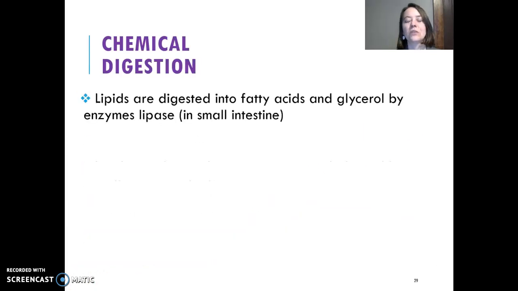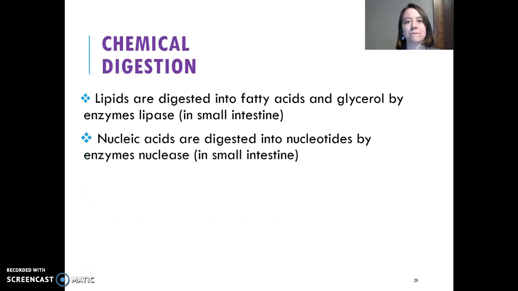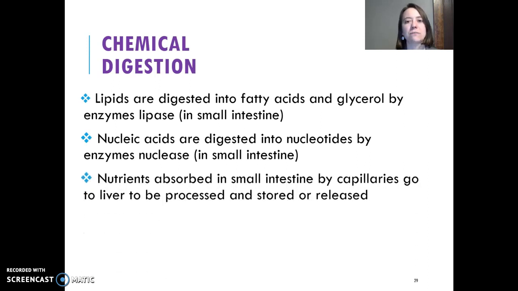Another one of your biological molecules are lipids or fats, and they are digested into fatty acids and glycerol by a group of enzymes called lipase. And this happens in the small intestine. And our fourth biological molecule are the nucleic acids. And they are digested into their building blocks, the nucleotides, by the group of enzymes called nuclease. And this also happens in the small intestine.